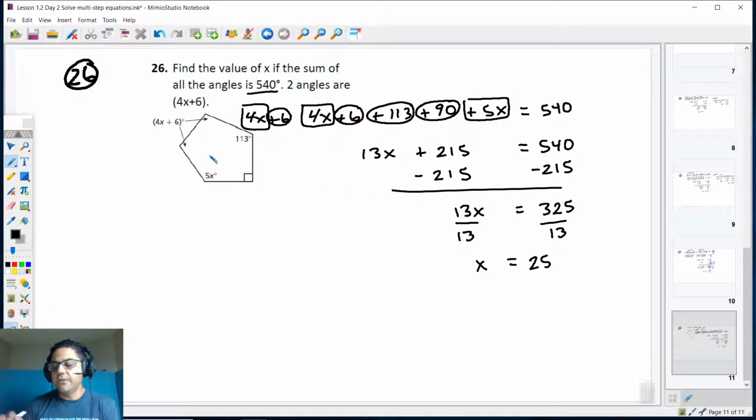So if I wanted to, later on, I would ask you, well, what's this angle measurement here? If it says 5x, well, how many degrees is it? If each one is 4x plus 6, well, how much is each one really equal to? Remember, they're the same. X is 25. We're going to practice that later on.